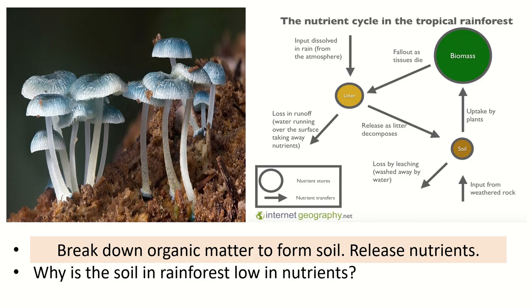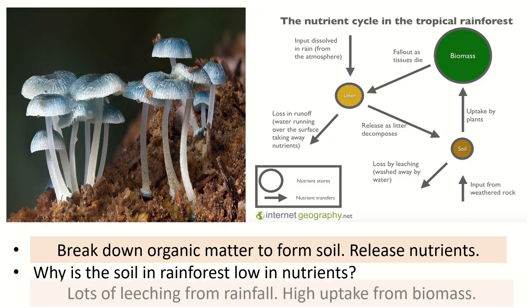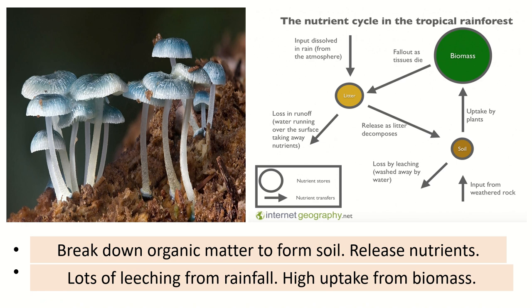And the soil in the rainforest is actually really low in nutrients for 2 reasons. Number one, because it rains all the time and there's so much surface runoff, there's going to be huge amounts of leaching, it's called, where water washes away nutrients. And also because there's so many plants in the rainforest, a huge uptake of biomass, so that it's never stored in the soil for very long in the rainforest.